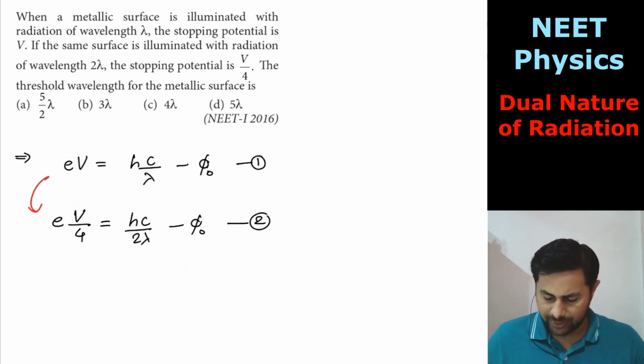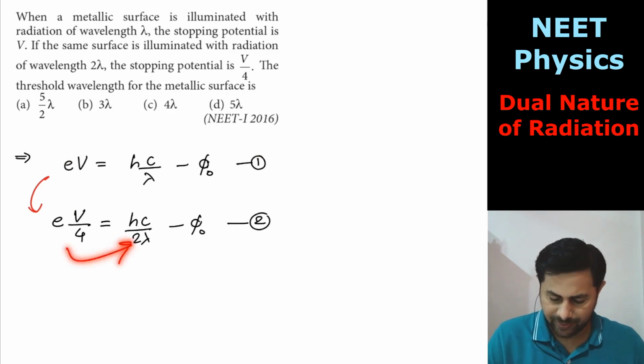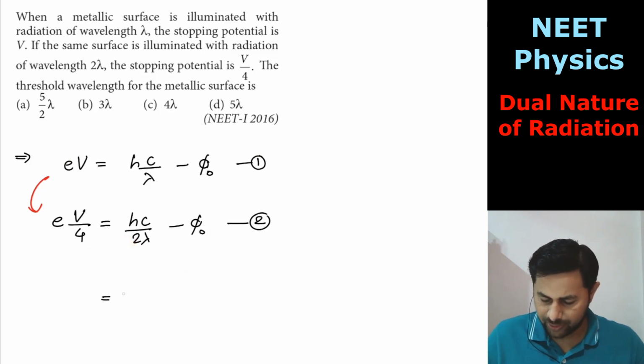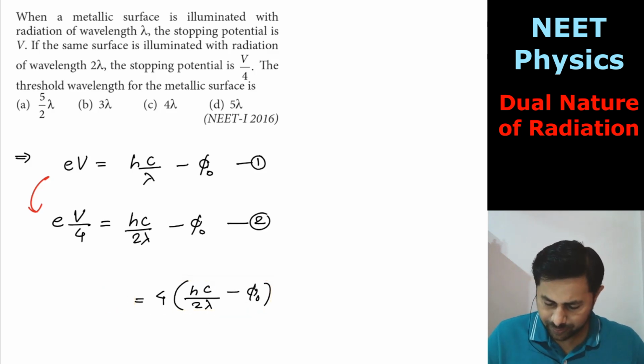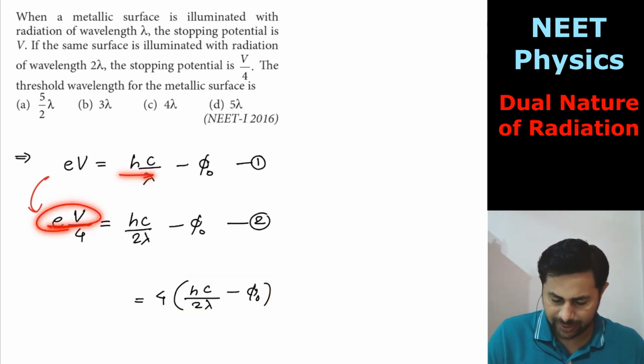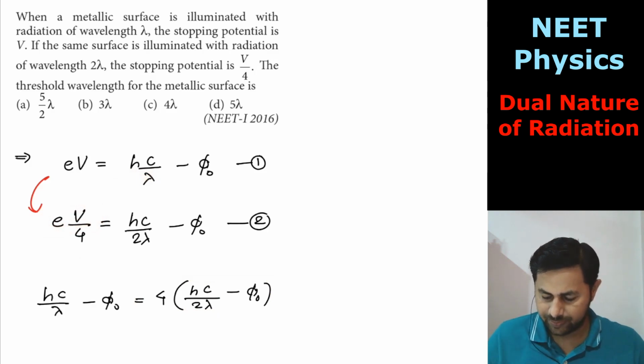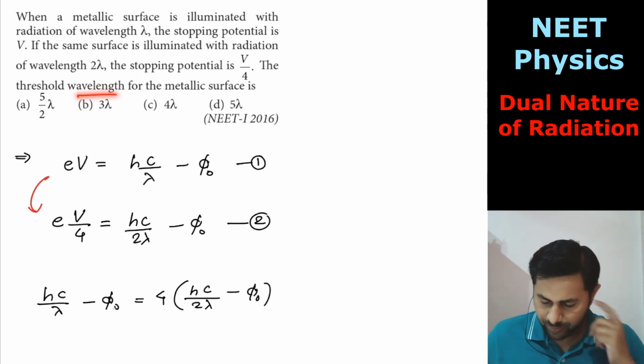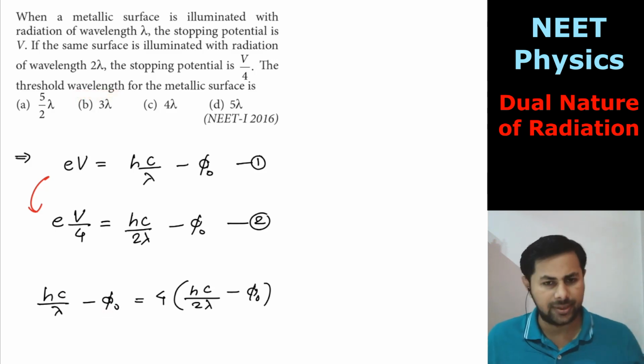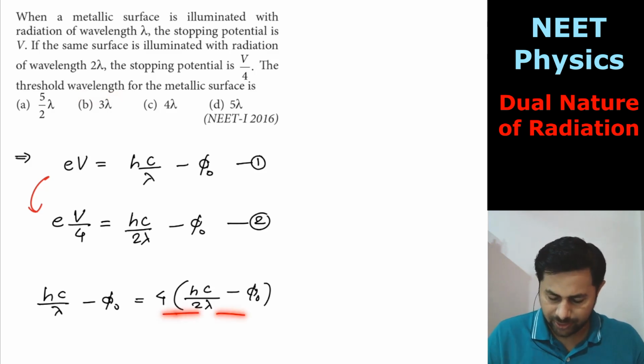If we do that and take this 4 on this side, 4 times Hc by 2 lambda minus phi naught, and what remains on this side is EV only, and that is Hc by lambda minus phi naught. And what we want is the threshold wavelength. So first let's find out what is phi naught, and then we'll get the threshold wavelength. So just multiply this out. So what do we get?